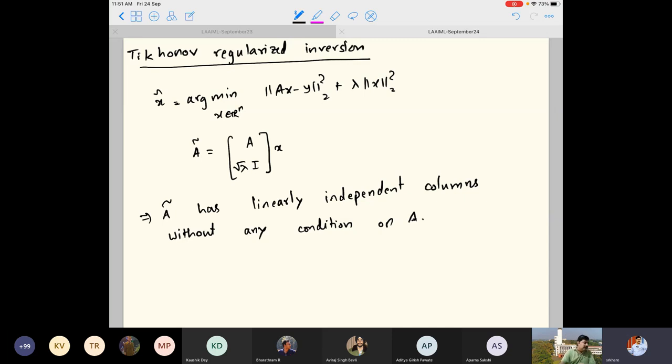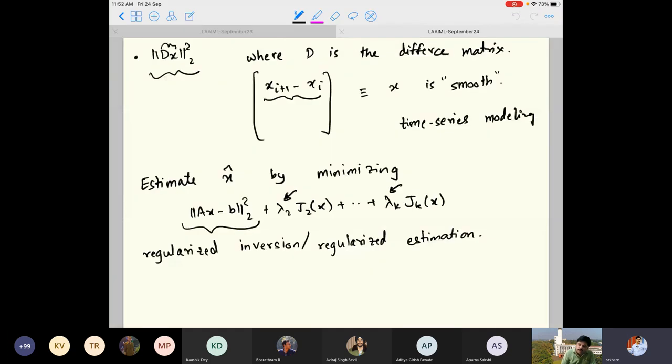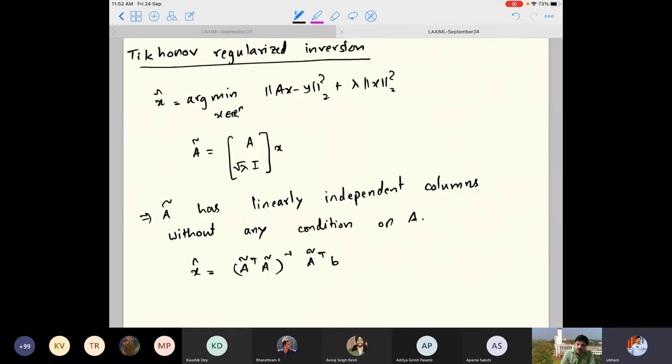So this is a very interesting argument. What do we have here really? x hat will be A tilde transpose A tilde inverse, A tilde transpose into that vector B, right? So the B vector, I think in Tikhonov regularization, did I take B or Y? Okay, so let me take a B here.